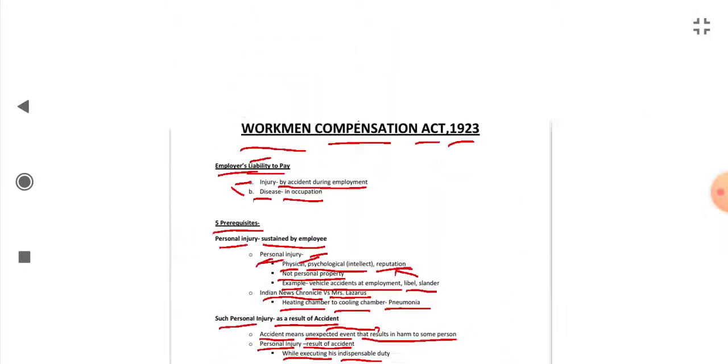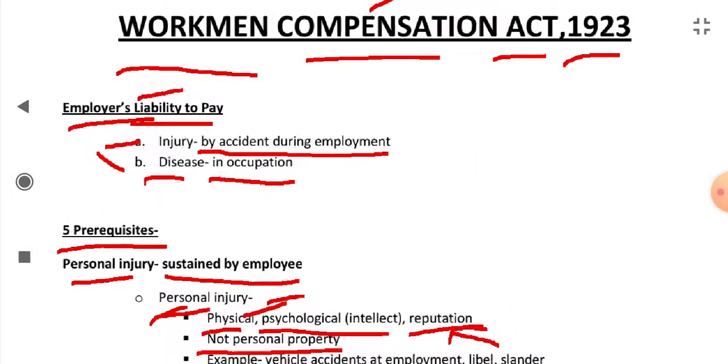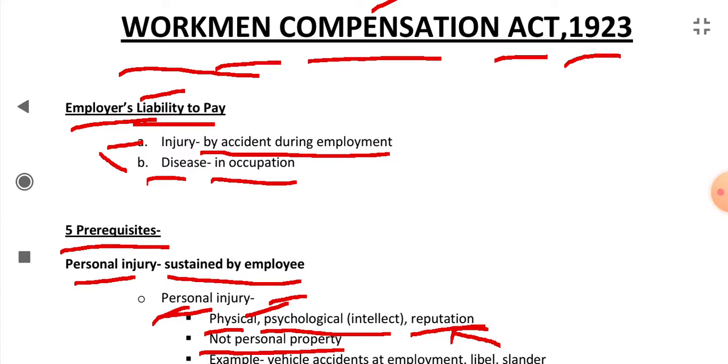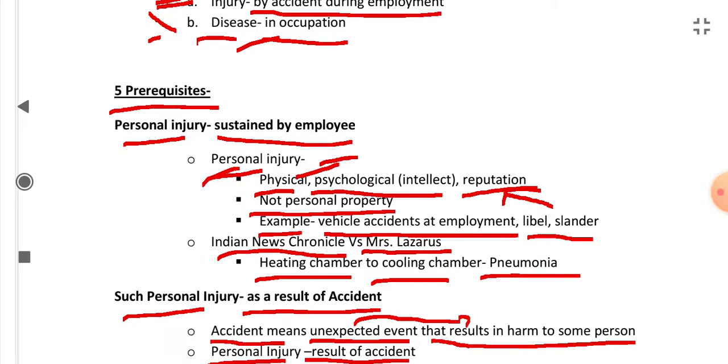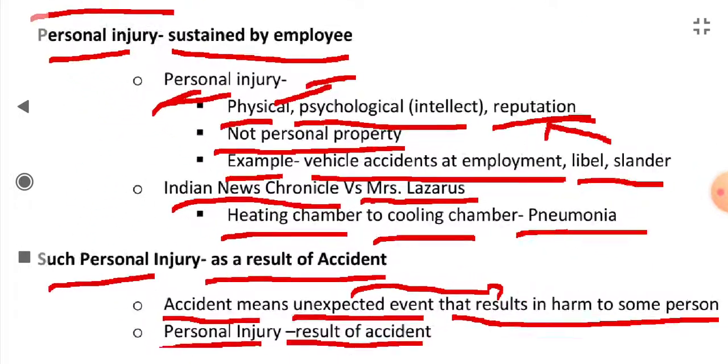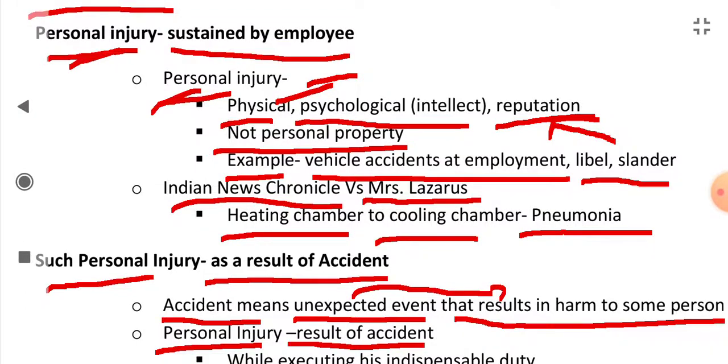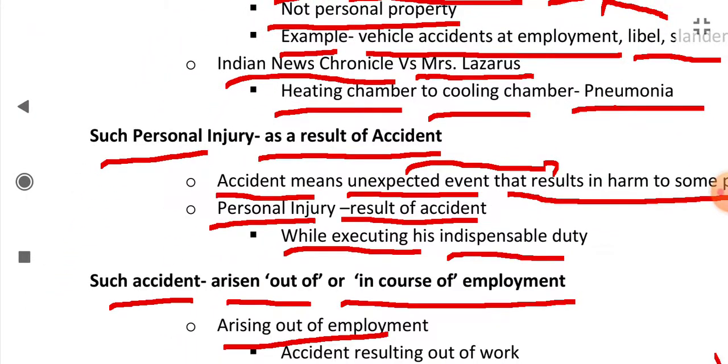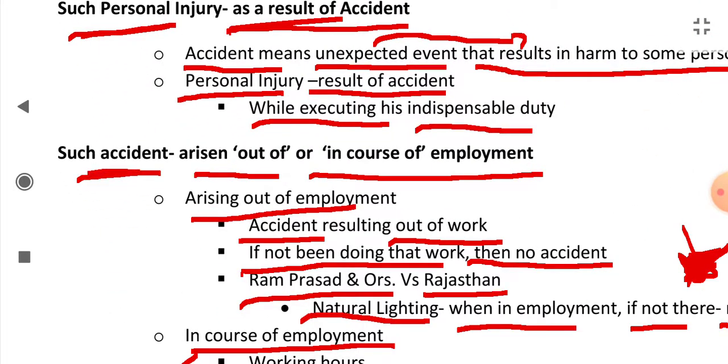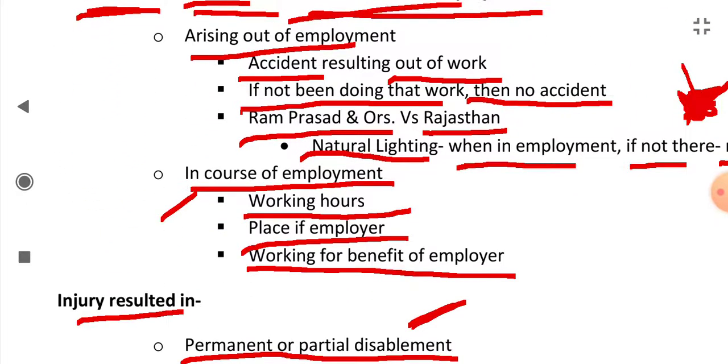Let's have a quick summary. Workmen Compensation Act 1923, it's employer's liability to pay compensation to the workman or employee if there is injury by accident during employment or he gets any disease in the occupation. There are 5 prerequisites or 5 preconditions, like there should be personal injury sustained by the employee, and such personal injury should be as a result of accident. Such accident should arise out of or in course of employment.